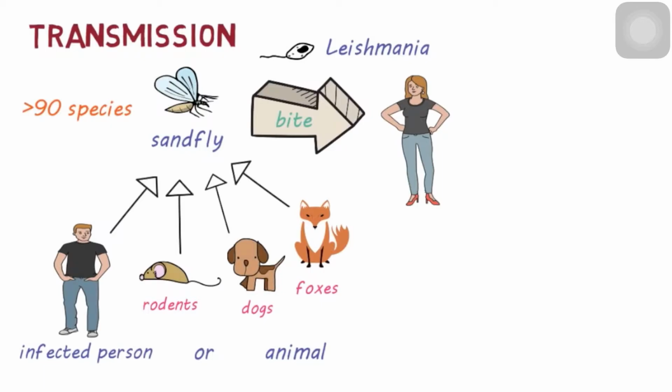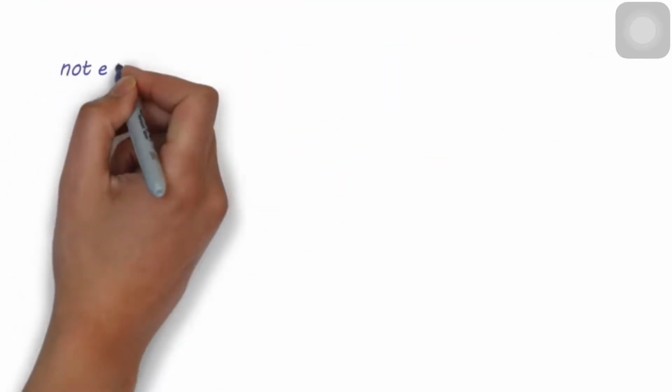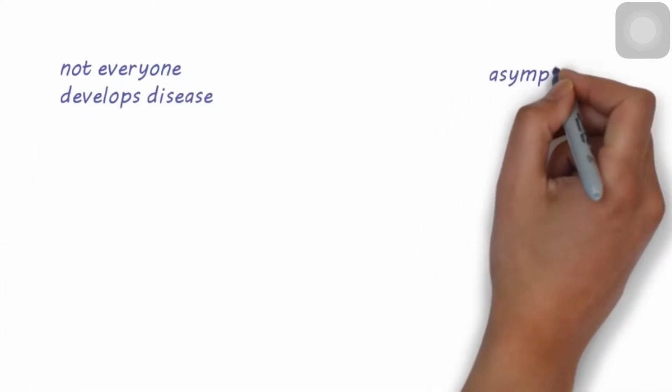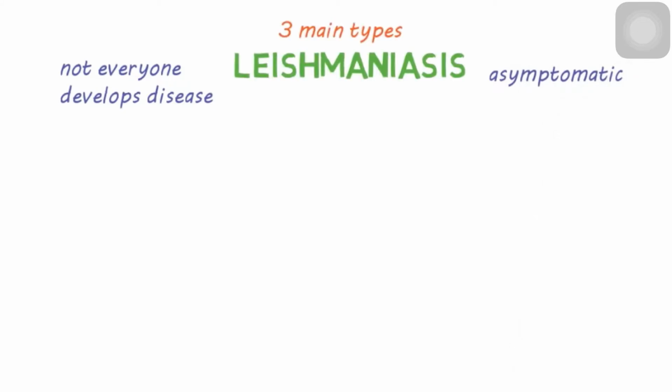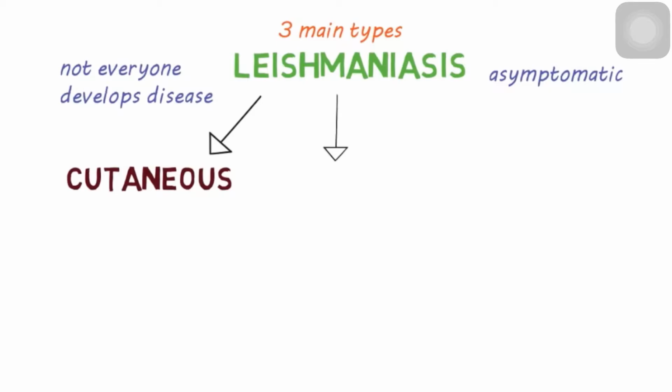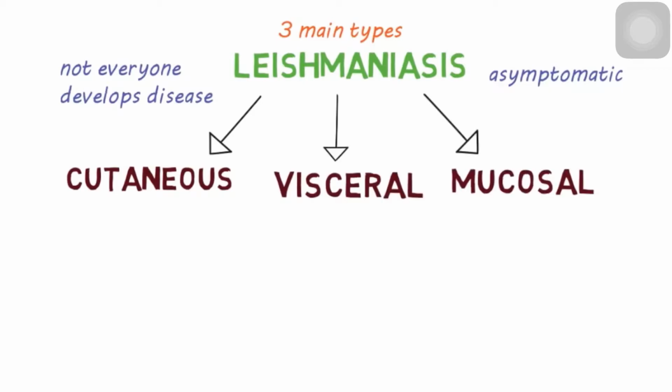Very uncommonly, leishmaniasis can be passed from person to person through blood transfusions, infected needles and syringes, or congenitally from mother to baby. Not everyone who gets infected by leishmania parasites develops the disease, and people can be infected with leishmania without showing any clinical signs or symptoms. There are 3 different clinical types of leishmaniasis: cutaneous, visceral, and mucosal.